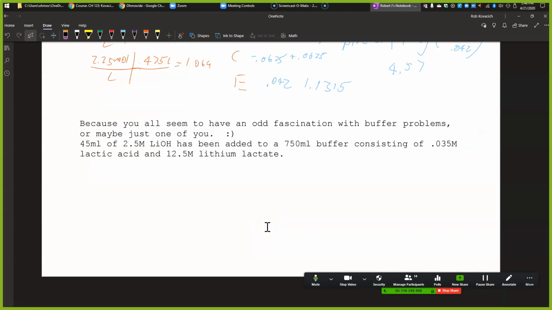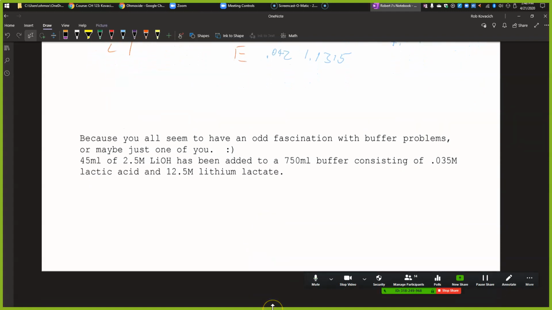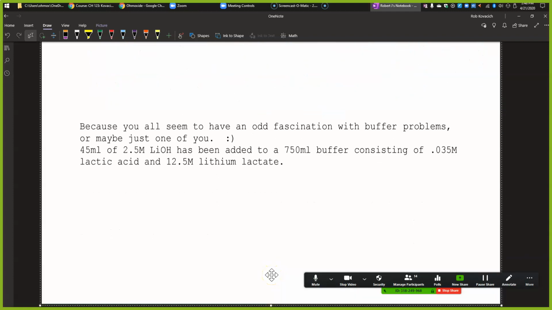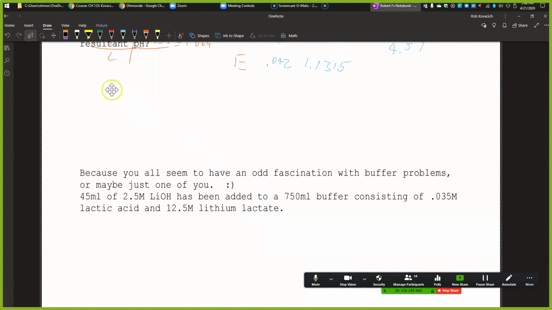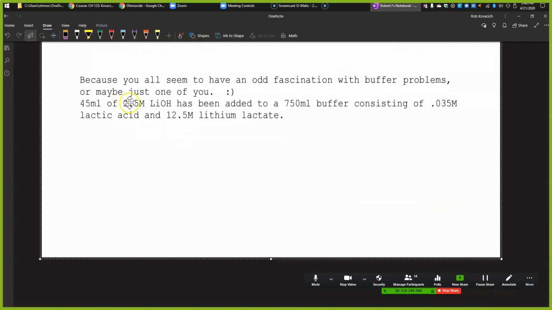Oh, cool. We got another buffer problem. Can I make this longer? Oh, it just stretches it out. It makes it look weird.